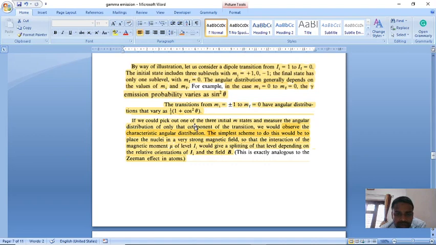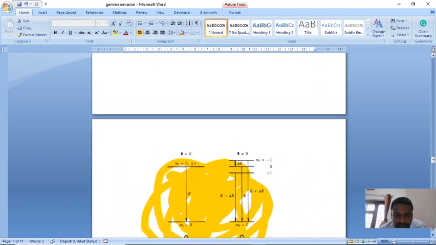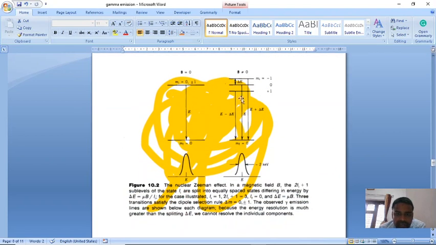If we could pick out one of the three initial M states and measure the angular distribution of only that component of the transition, we would observe the characteristic angular distribution. The simplest scheme to do this would be to place the nuclei in a very strong magnetic field, so that the interaction of the magnetic moment mu of level Ii would give a splitting of that level depending on the relative orientation of Ii and the field B. And this is analogous to the Zeeman effect in atoms. Splitting of the level into 3: plus 1, 0, minus 1.